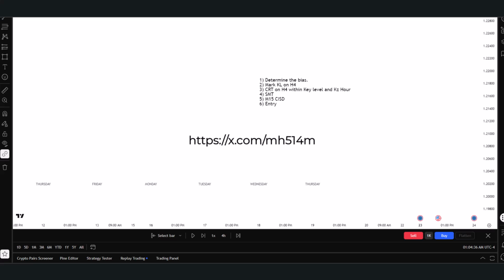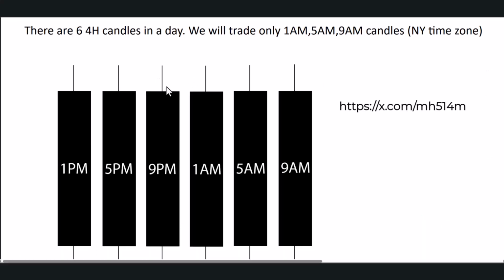So let's take some basic knowledge on CRT. What is actually CRT? There are 6 4H candles in a day: 1 pm candle, 5 pm candle, 9 pm candle, 1 am candle, 5 am candle and 9 am candle. We will trade only the 1 am candle, 5 am candle and 9 am candle.